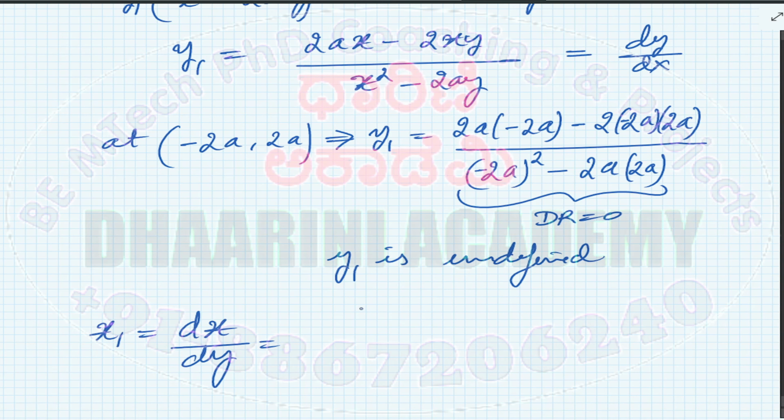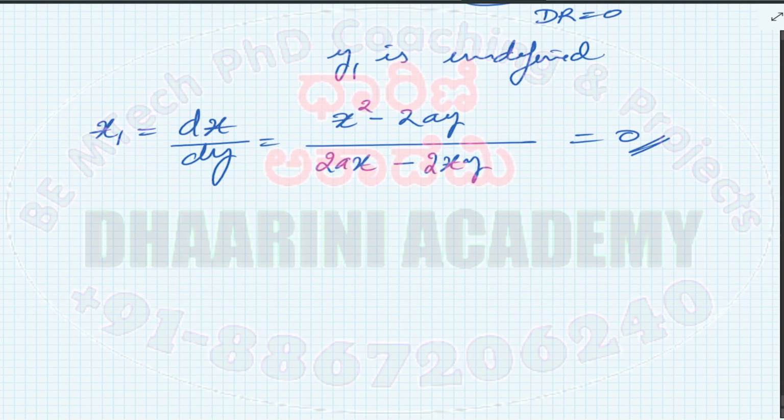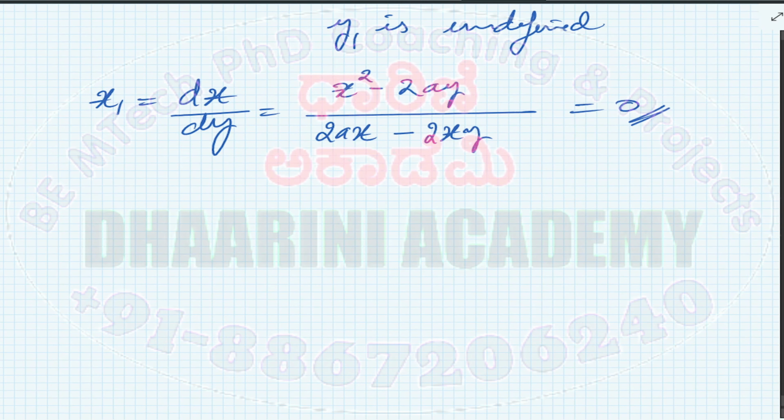So this is nothing but x square minus 2ay divided by 2ax minus 2xy. Okay, so I already know that the denominator is 0. So now the numerator is equal to 0. That's why x1 becomes equal to 0. 0 is valid. 0 is fine for us. Now I got x1. I need x2.